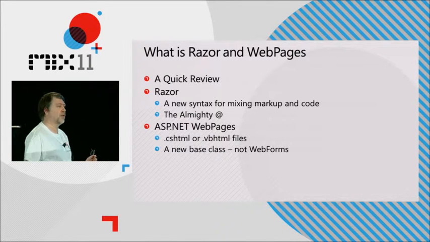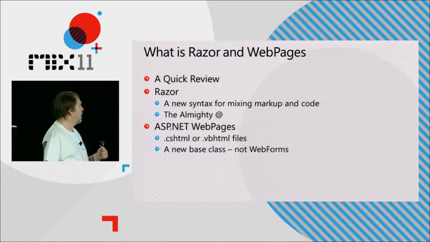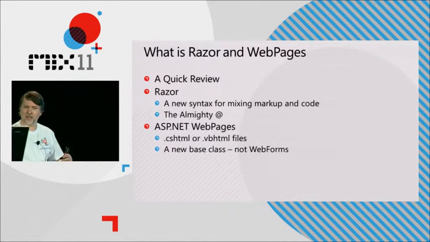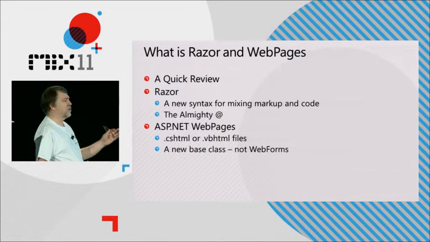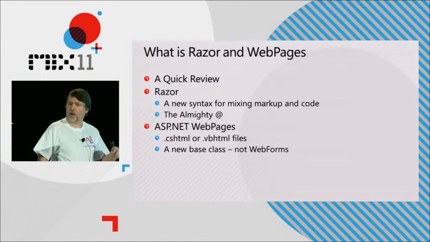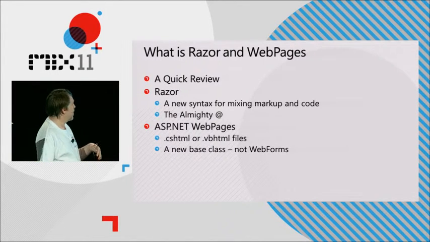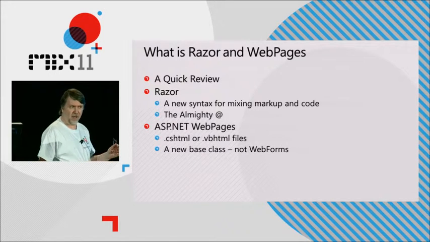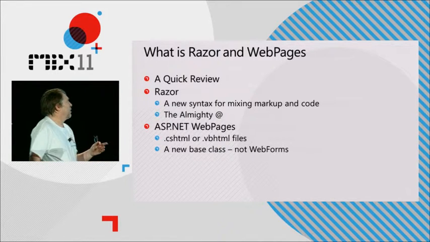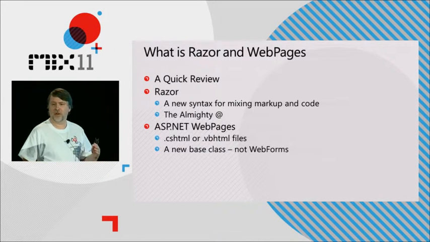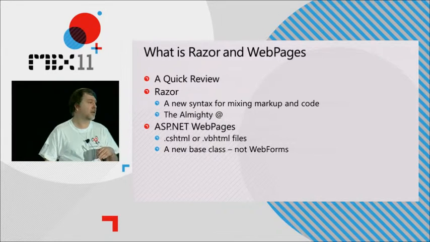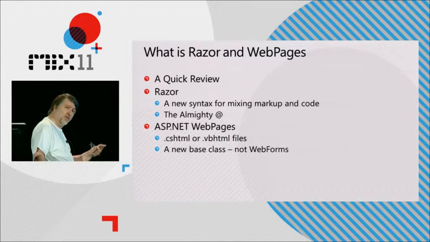There are two components that are important to what we do. Razor is a syntax, and it is a parsing engine. It's a new syntax for mixing markup and code, and there's a C# variety and a VB variety. There is a simple delimiter, the @, which allows you to switch from HTML to Razor. So that's what Razor is.